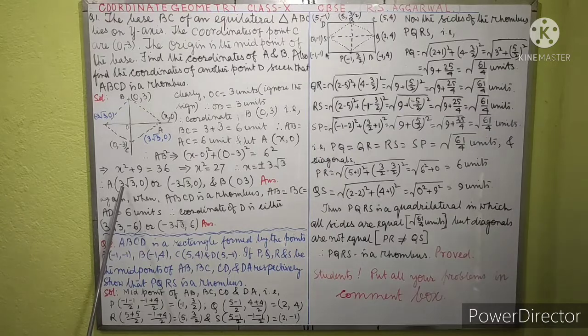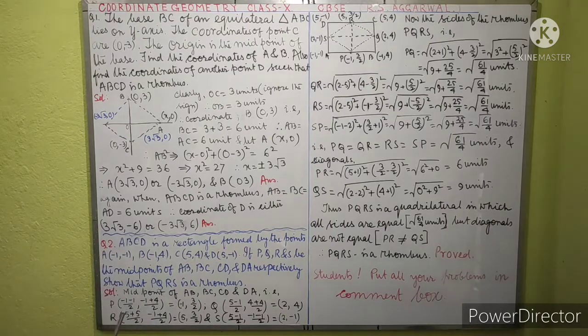It is now known that A is 3 root 3, 0 or minus 3 root 3, 0. And the point B is on the y-axis, which is 0, 3. So that is one answer. Again, when ABCD is a rhombus, that is AB equals BC equals AD equals 6 units, the coordinate D is either 3 root 3, minus 6. This is 3 root 3 and minus 6, because BC equals 6 units. So AD will also be 6 units, on this way or on that way, whatever it may be.